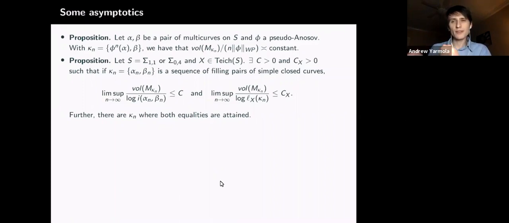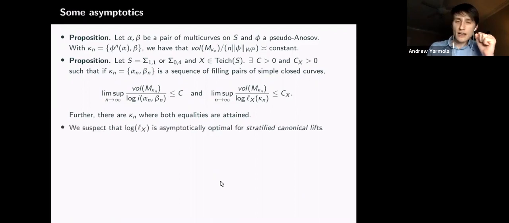This behavior is quite different from the upper bounds we saw, in the sense that instead of behaving like the length, this looks more like the log length and log intersection number. So what we actually suspect is that log x is asymptotically attained for what are called stratified canonical lifts, and we'll define that a little bit later.